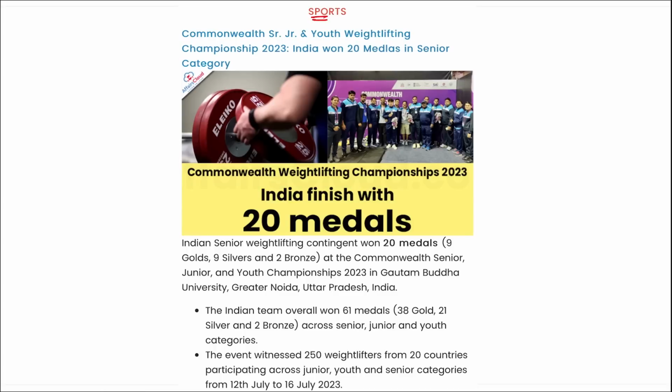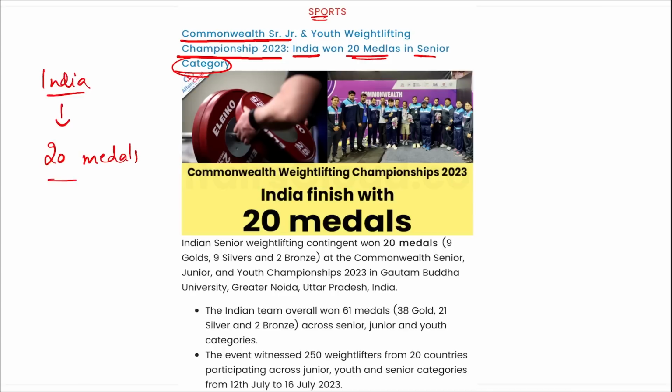Next is related to sports. Recently, the Commonwealth Senior, Junior and Youth Weightlifting Championship 2023 was held, and India won 20 medals in the senior category. Right, India won 20 medals in the senior weightlifting championship for 2023, correct? Out of these 20 medals, 9 are gold, 9 are silver and 2 are bronze.